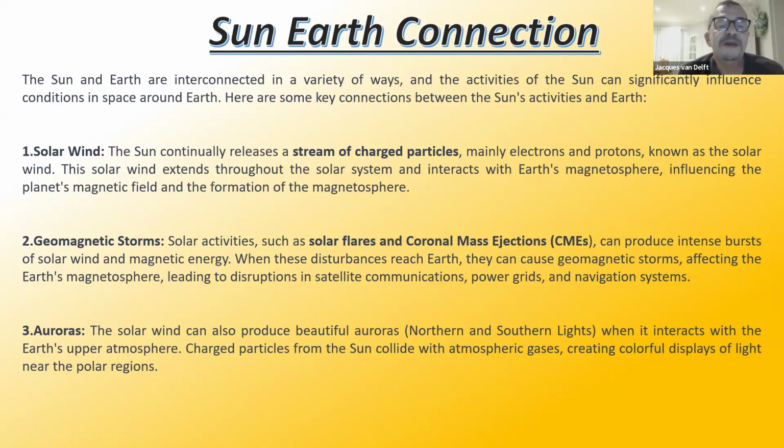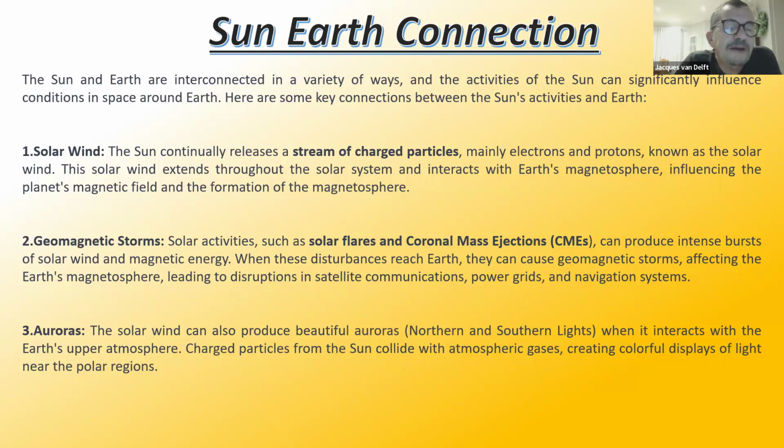Then you have the geomagnetic storms. Activities such as solar flares and coronal mass ejections can produce intense bursts of solar wind and magnetic energy. When these disturbances reach Earth, they can cause geomagnetic storms, affecting the Earth's magnetosphere, leading to disruptions in satellite communication, power grids, and navigation systems. And that geomagnetic storm is one of the storms that we actually experienced 2 weeks ago when we saw the auroras.